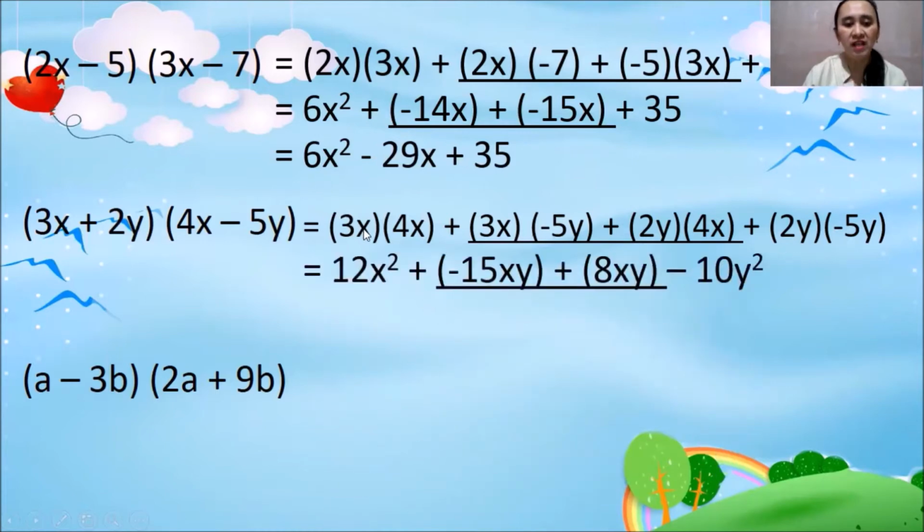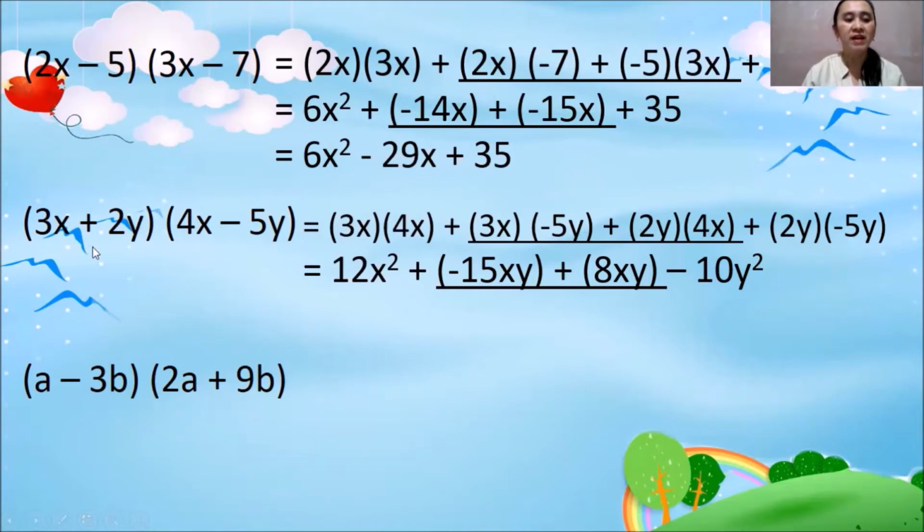Okay, so 3 times 4 is 12. X times x is x squared. Negative 3 times negative 5 is negative 15. X times y is xy. 2 times 4 is 8 and y times x is xy. Then 2 times negative 5 is minus 10 and y times y is y squared.